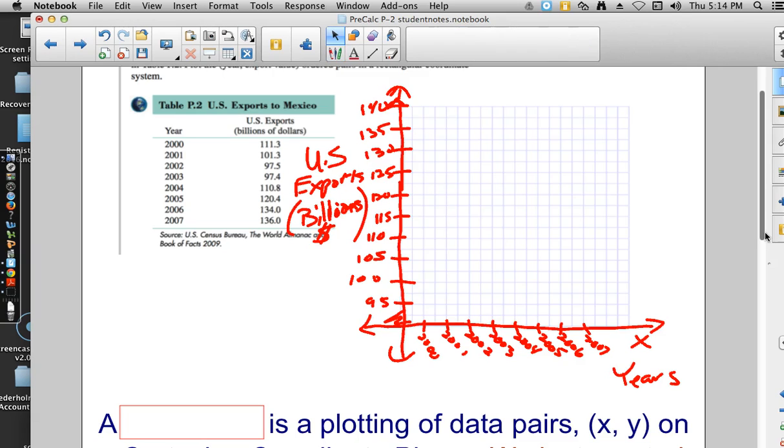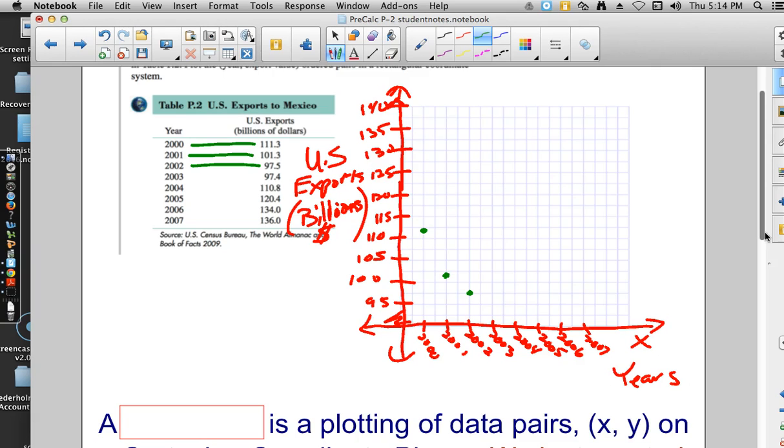So now we just graph those points. So we use 2000 and 111.3. We have to figure out about where that would be and put a dot. 2001, 101.3. 2002, 97.5. Halfway in between there.